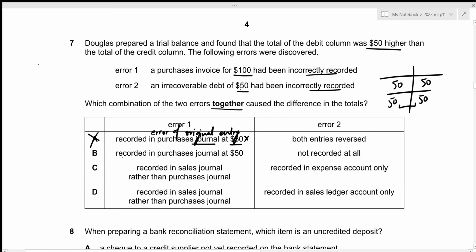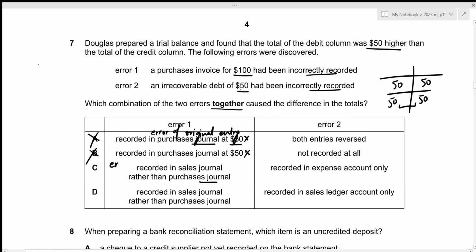For option B, for error 1, we have recorded in purchase journal at 50. Again, this is an error of original entry, which we do not need to consider because this will not be reflected in our trial balance. The second one is not recorded at all. If we do not record the irrecoverable debt of 50, it just means that it will have no effect on either the debit or the credit side. So the total will still remain the same. The debit column will not be 50 higher. This is incorrect.